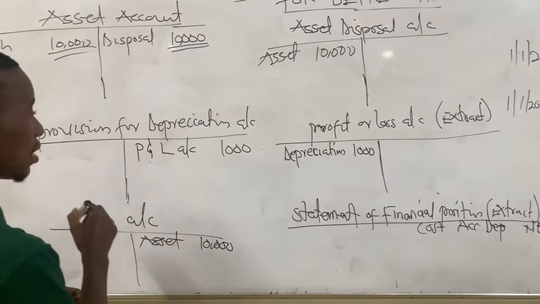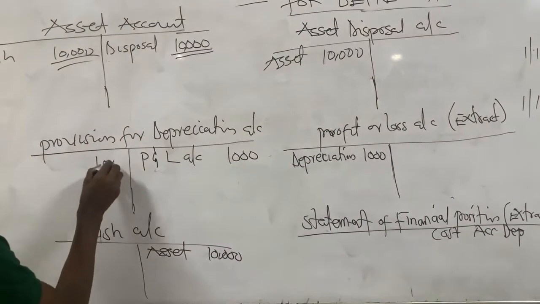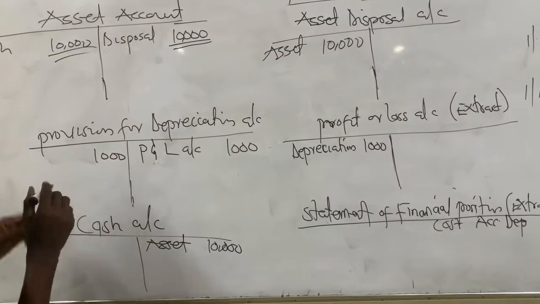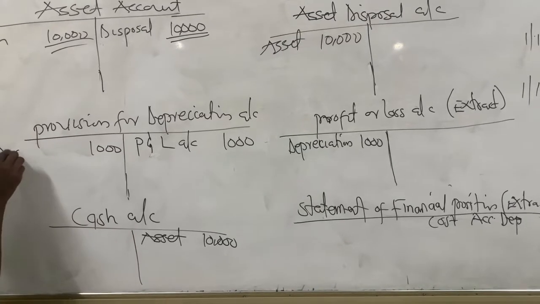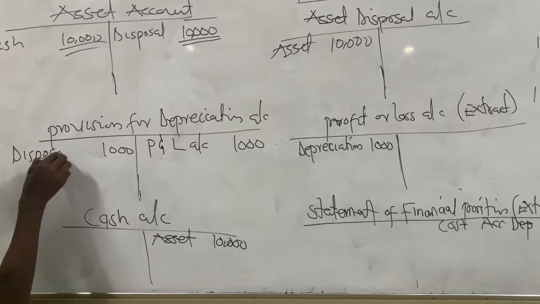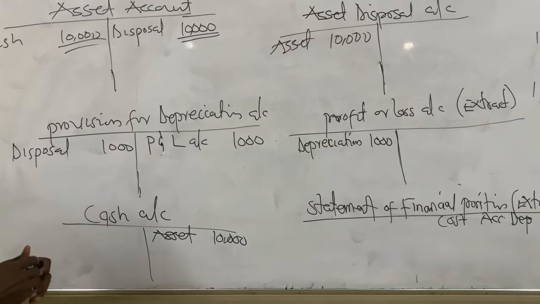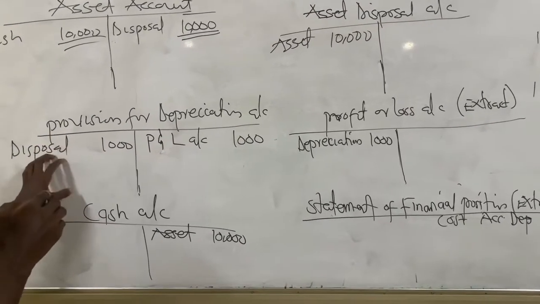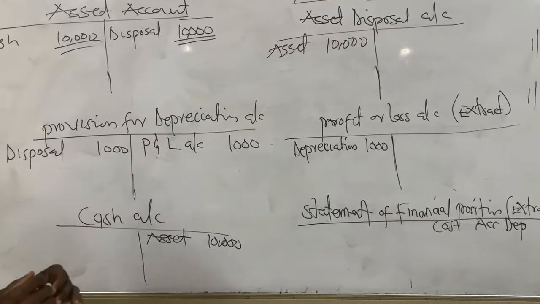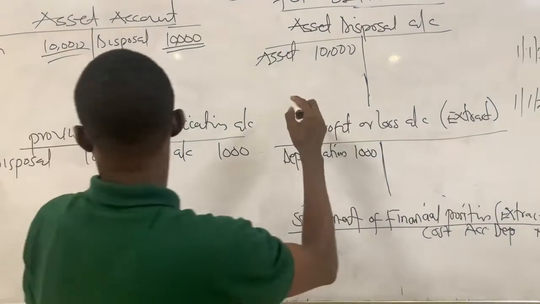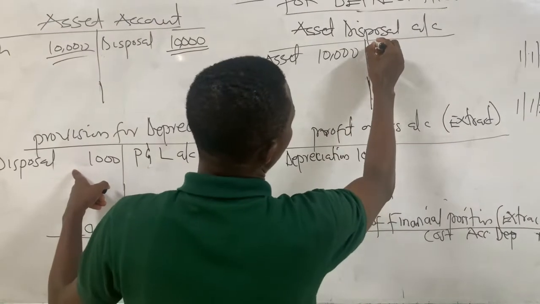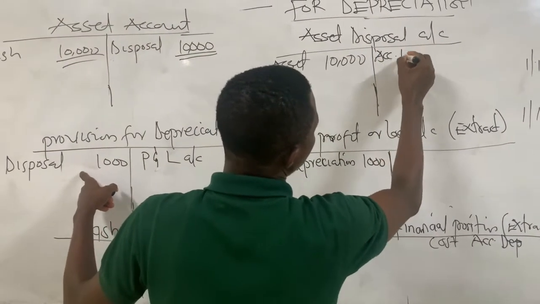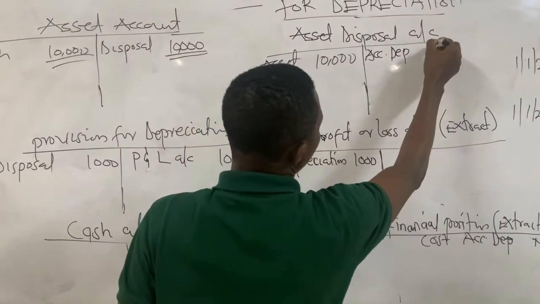The amount is 1,000. And because we are disposing, we have disposal. Every debit entry must have a corresponding credit entry. So we are going to credit the asset disposal account with an amount of 1,000 cedis. So in the name of depreciation or accumulated depreciation, 1,000.